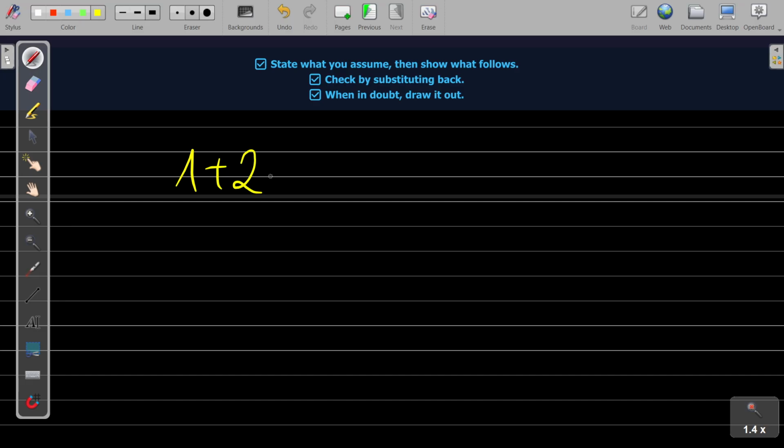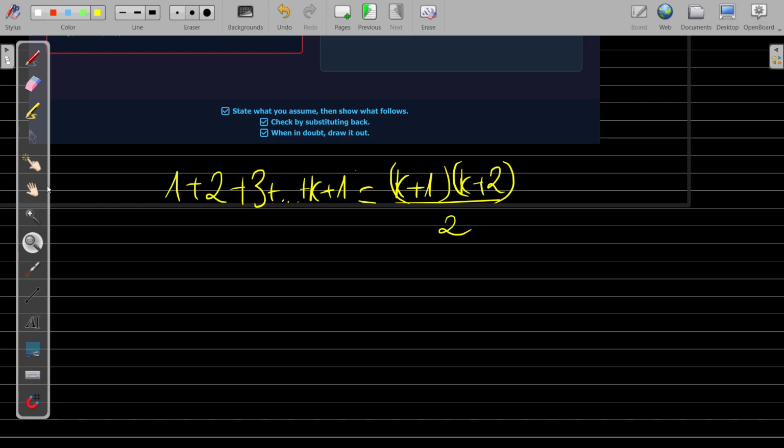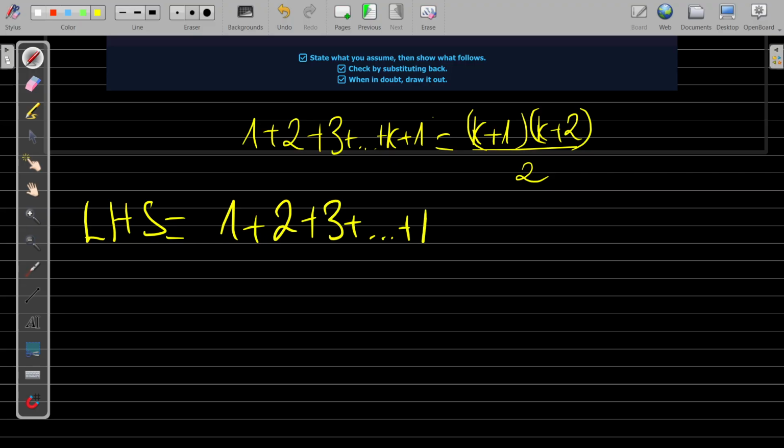So 1 plus 2 plus 3 looks much more clean. There's much more space. k plus 1, k plus 2 divided by 2. And that is the something we need to prove. So let's just look into the left hand side first. I'm going to zoom out just a little bit. Left hand side. Now, what does it equal to? It equals 1 plus 2 plus 3 plus dot dot dot plus k.